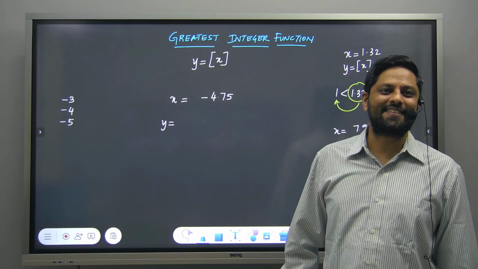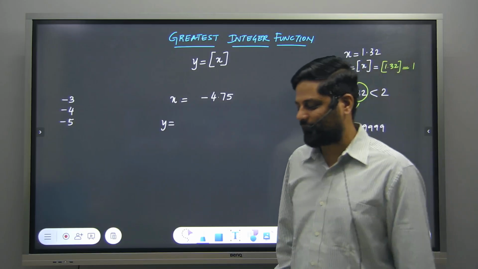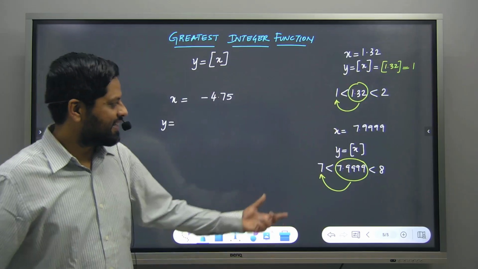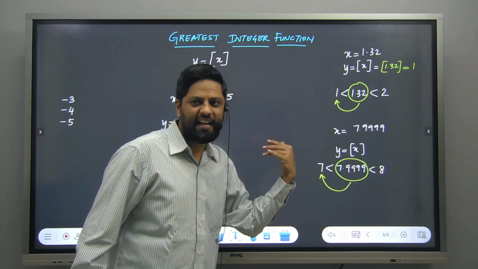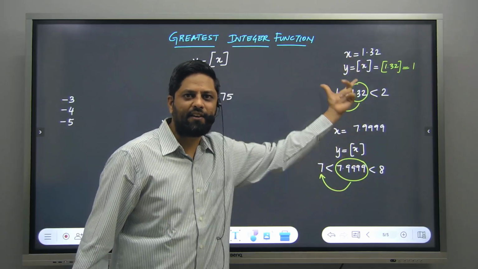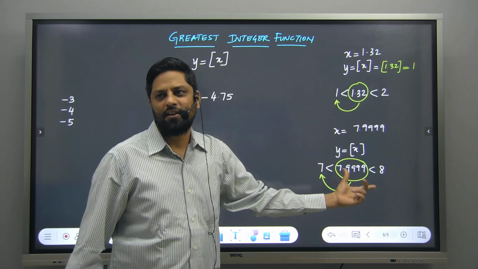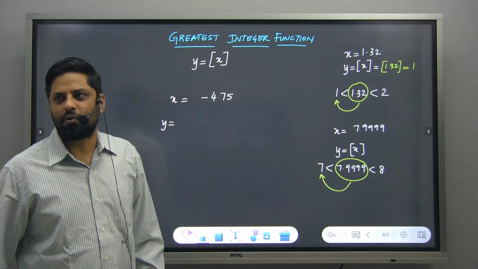Let's quickly discuss which is the correct answer. Is this concept understood? What are we doing? We are going to the integer on the left. I think this is very clear. Any confusions here? No, sir. Everyone has understood what is happening.